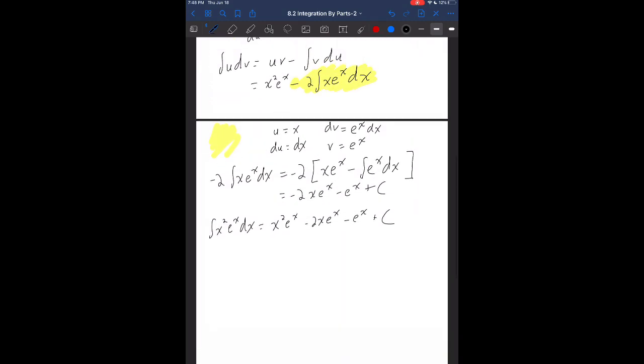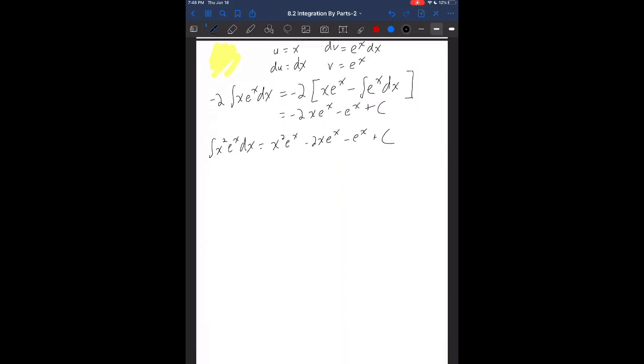So the fourth example, example 4, is one where it is not immediately clear that we are going to be able to use integration by parts on it. We would like to evaluate the integral of natural log of x dx. Okay.